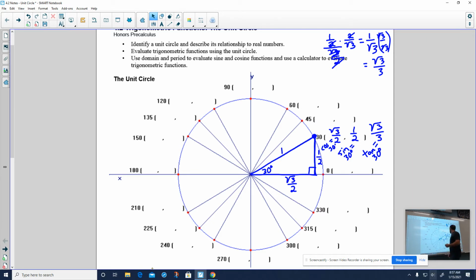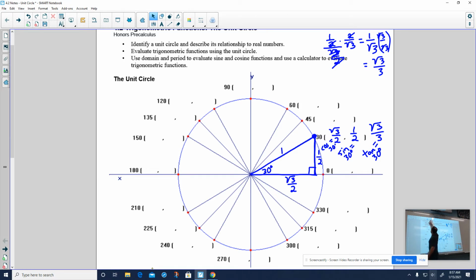Okay? So for right now, let's just fill a bunch of this in. I don't even want to fill in the whole unit circle. We're just going to do a little bit. I'm not going to fill in the tangents.